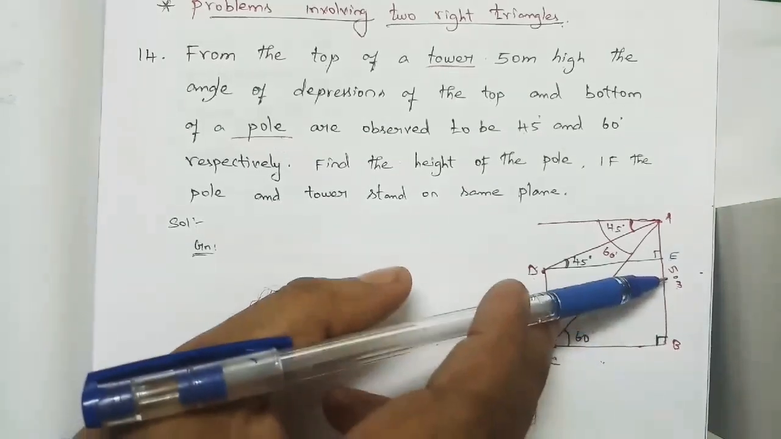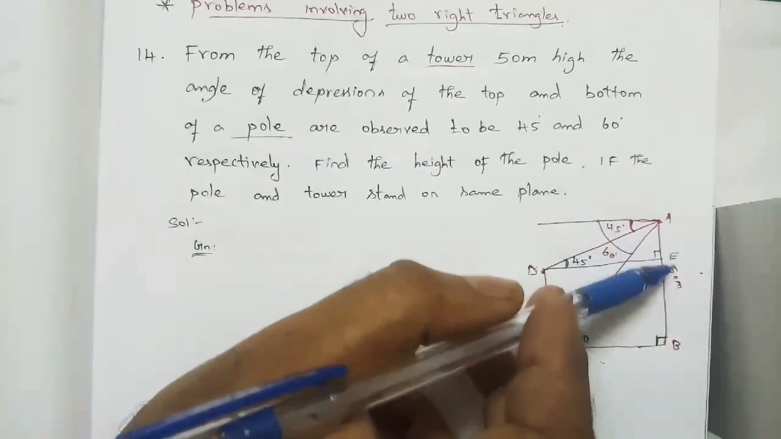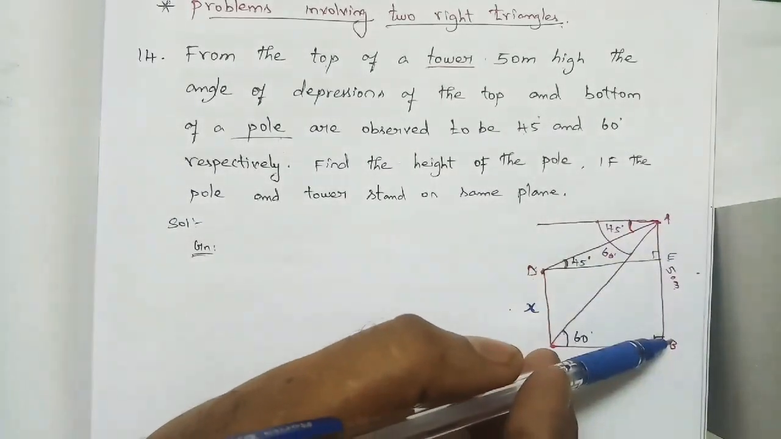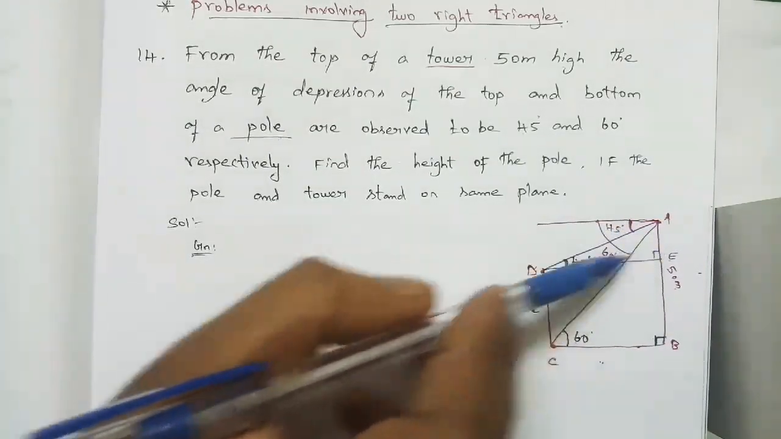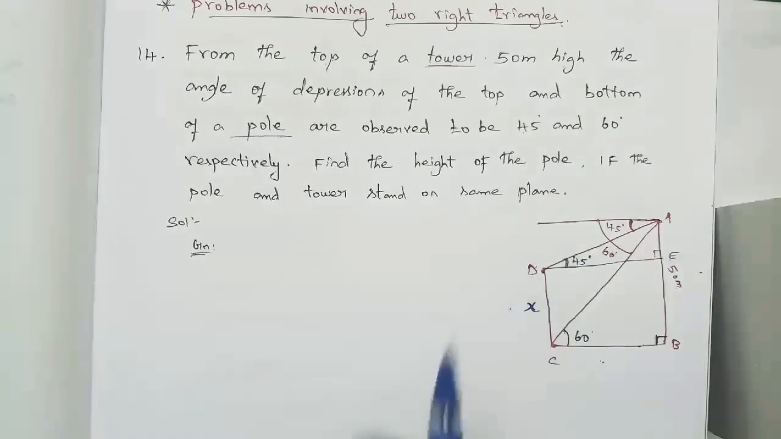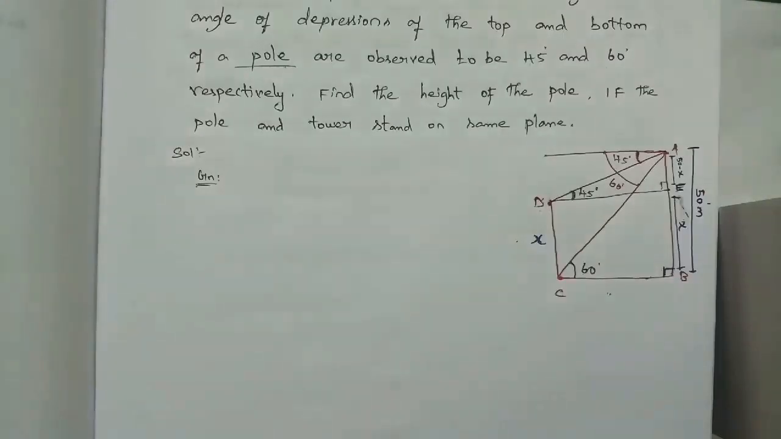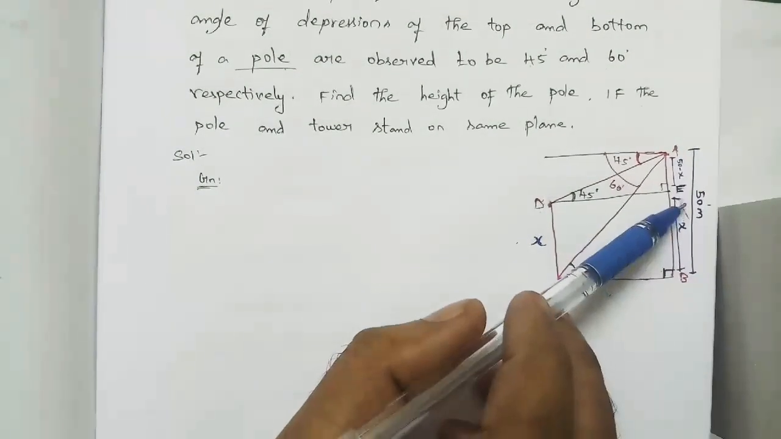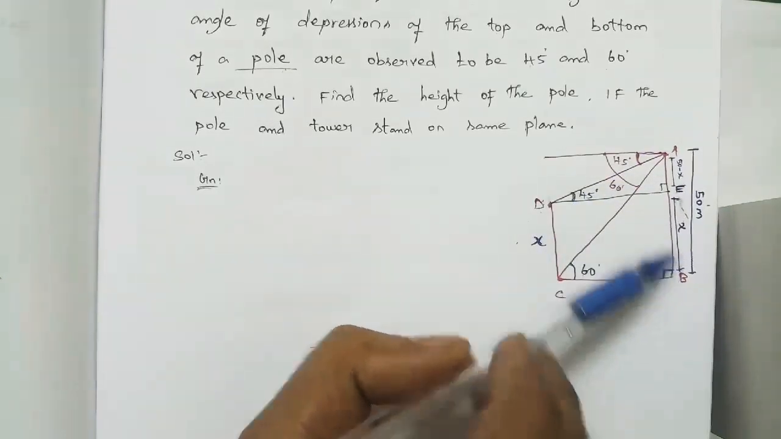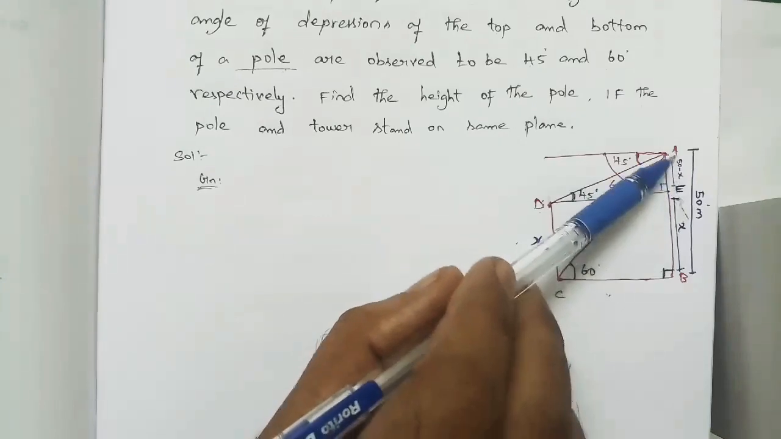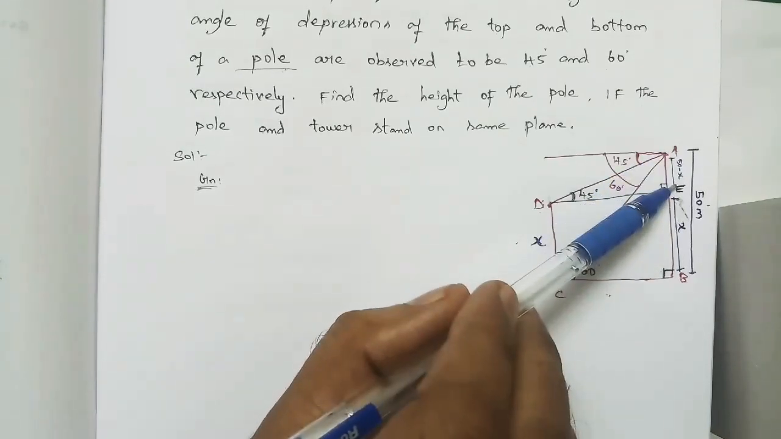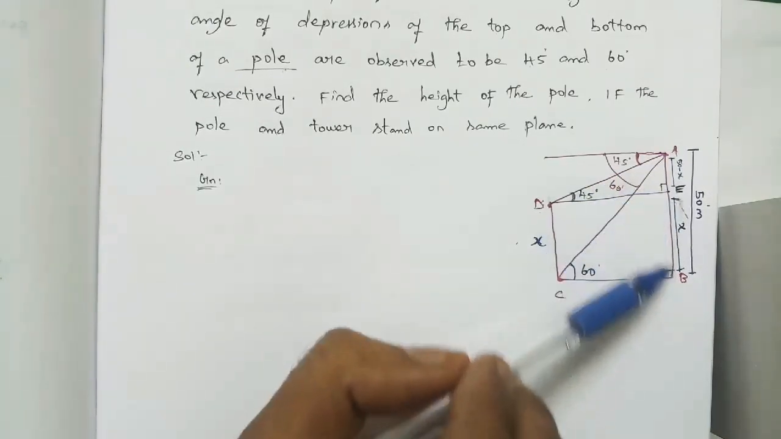Understood? The whole tower is 50 meter, AB equal to 50 meter. We want to find this x alone. If we subtract the length of AE from the 50 meter, then we will get x, right?